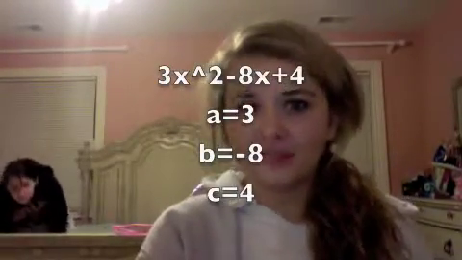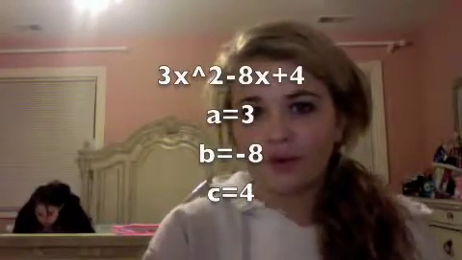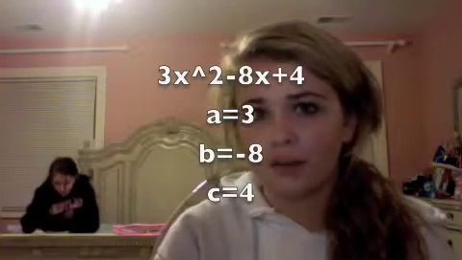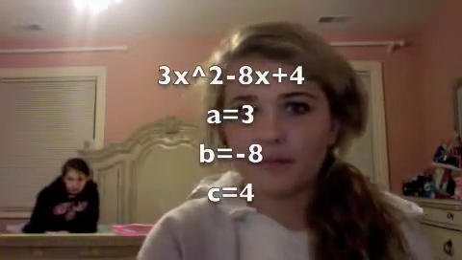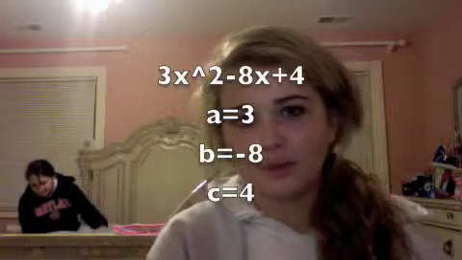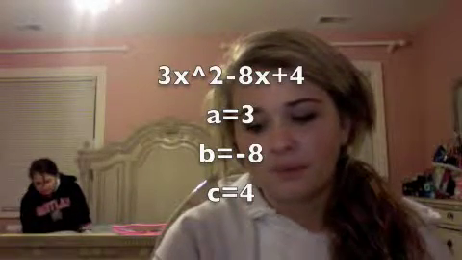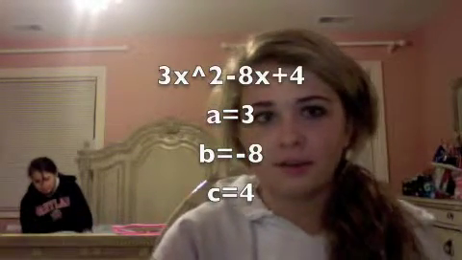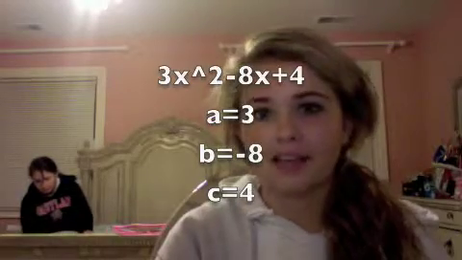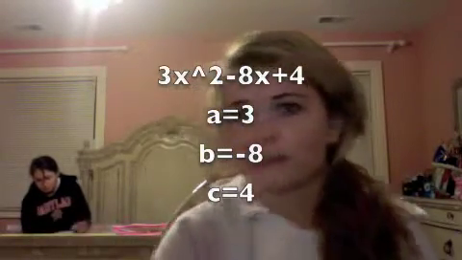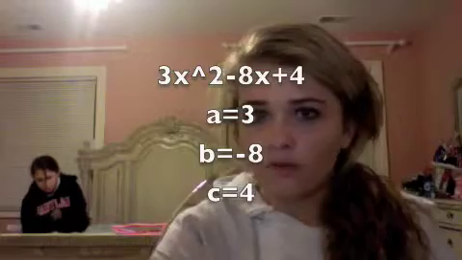As you can see, we have a quadratic function, and we can figure out what a, b, and c are by what's in front of the x squared, the x, and what is just a regular number. A is in front of the x squared, b is in front of the x, and c is just whatever number without a variable is. So we can tell that it's a quadratic function because it has an a, b, and c.